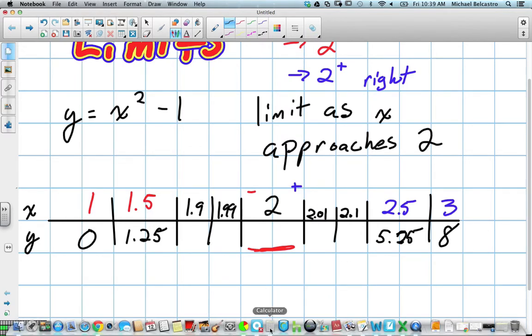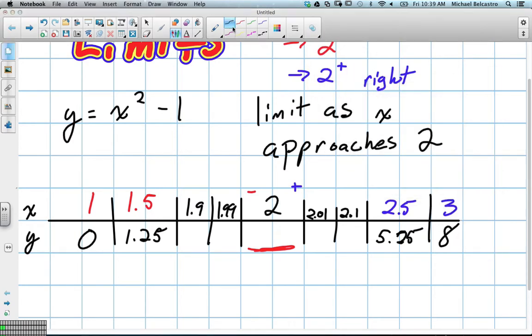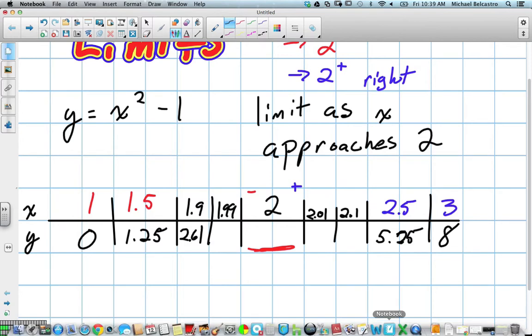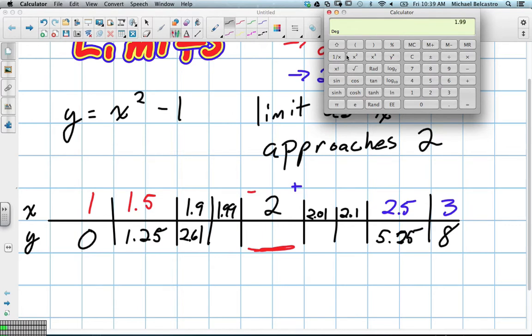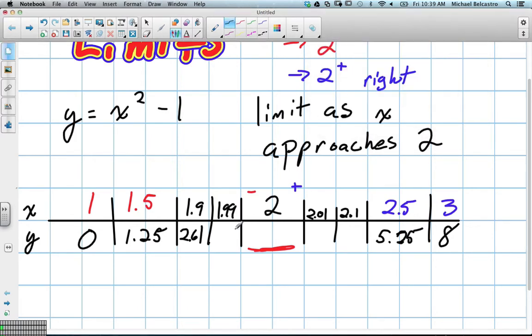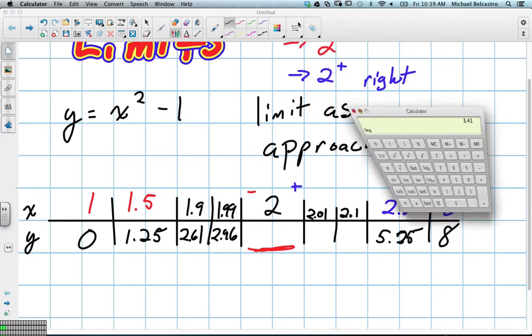So we're going to work with these values now. These are more along with what we're going to be doing for the rest of these. So let's start with 1.9. 1.9 squared minus 1 gives us 2.61. Okay? 1.99 squared minus 1. That's 2.96. Okay. Now let's start 2.1. 2.1 squared. Subtract our 1. 3.41.